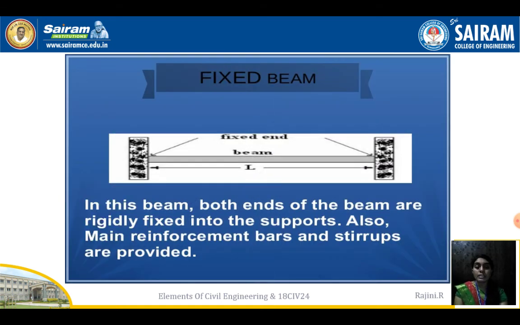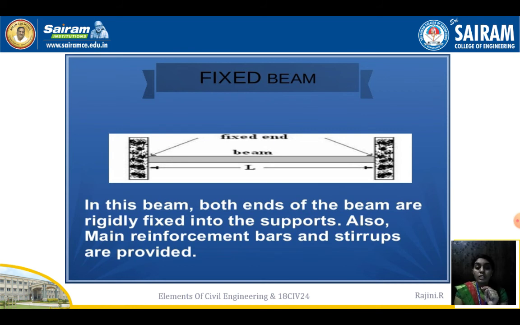We'll move to the next beam, that is the fixed beam. In this beam you can see both the ends of the beam are rigidly connected, right? A fixed beam means there are more reactions at each side, the left side and also the right side. Left side 3 reactions and right side 3 reactions. So totally you will have 6 reactions in the fixed beam, because it's a fixed beam.